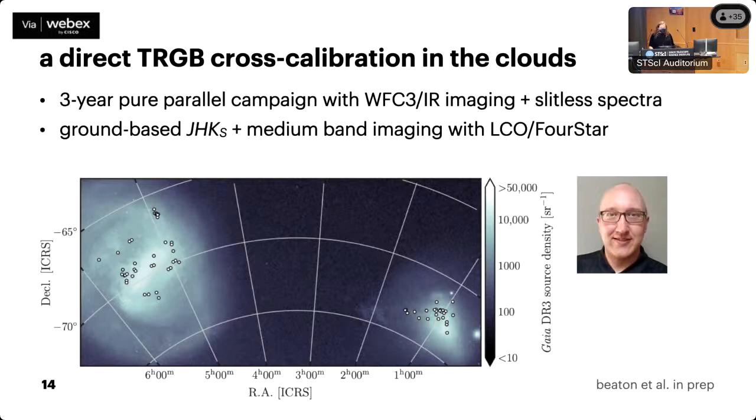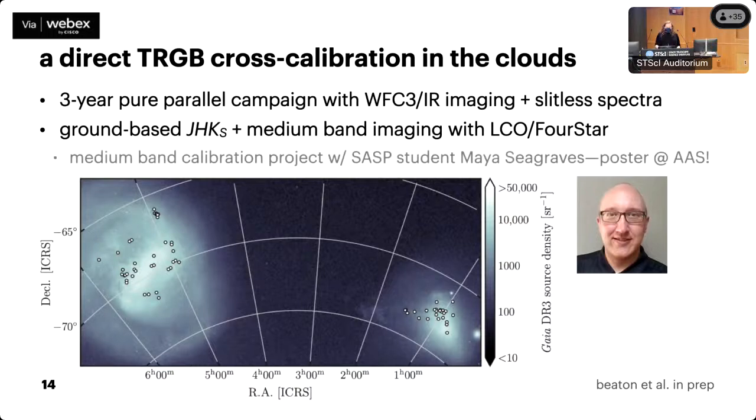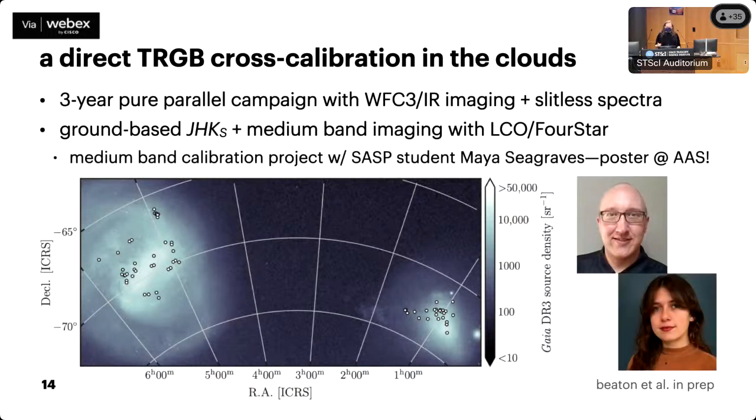And one cool thing about FourStar is that in addition to JHKS, it has these custom medium bands that were developed for the ZFOURGE galaxy survey to measure photometric redshifts. And these are also really good at separating out the different types of AGB stars because they sample the molecular features very well, in a similar way to what Martha Boyer has done with medium bands on HST and now also with JWST.